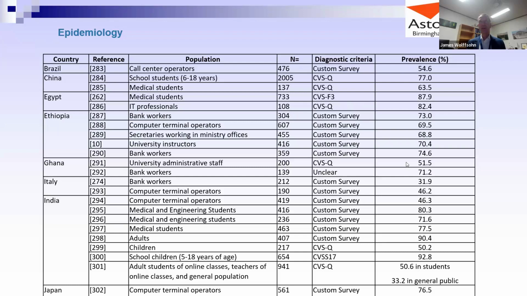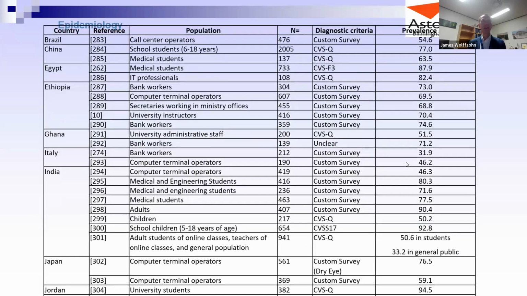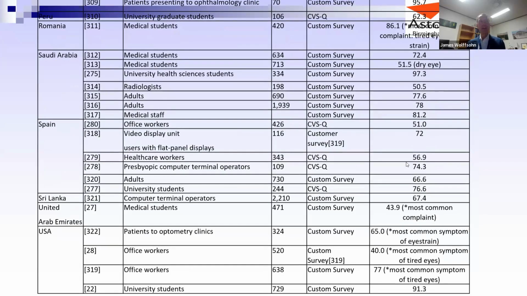The diagnostic criteria are most commonly based on the CVSQ, which we'll look at in a moment, but also many people just use their own custom survey. These are reasonably large surveys, and you can see there the prevalence rate. We've got some countries in Africa that have been covered. You can see Ethiopia and Ghana, for example, in this part of the table. And if we go down, you'll see some other areas as well and their rates, but relatively similar. So on average, around 70%. So let's have a look at the most common of those questionnaires.